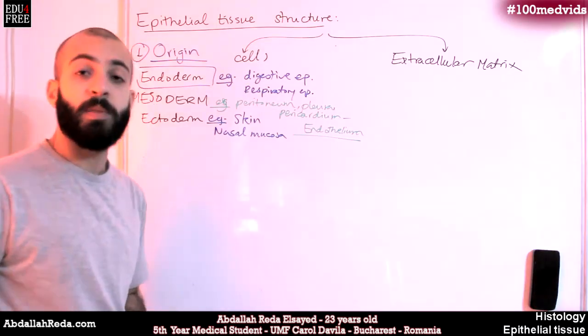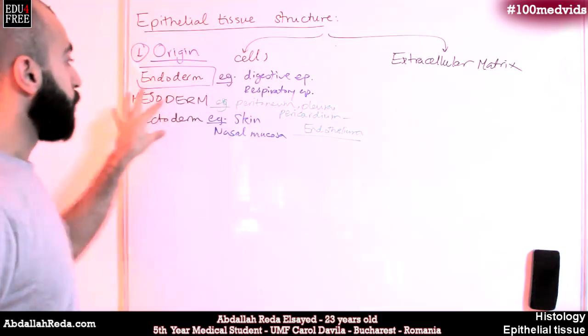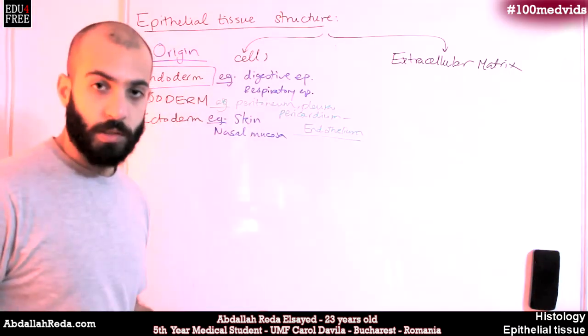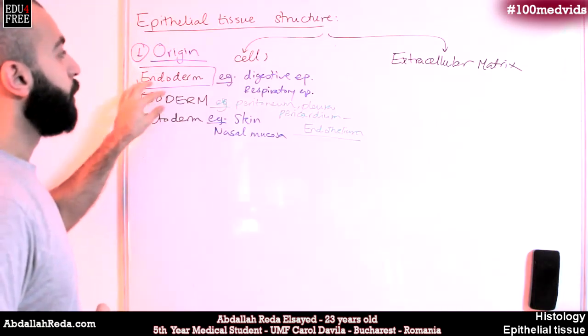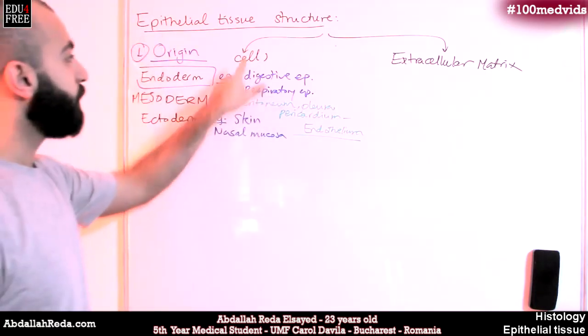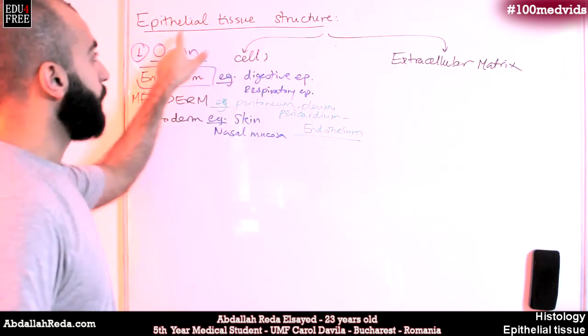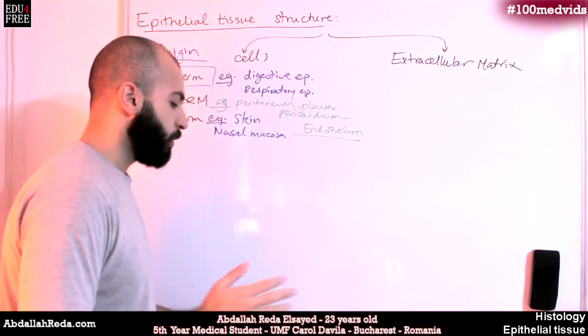So this is the kind of epithelium that covers the vessels which connect the organs inside the human body, and this is originally the mesoderm. So this is the origin of the cells of the epithelial tissue. That's the first thing that we're talking about.